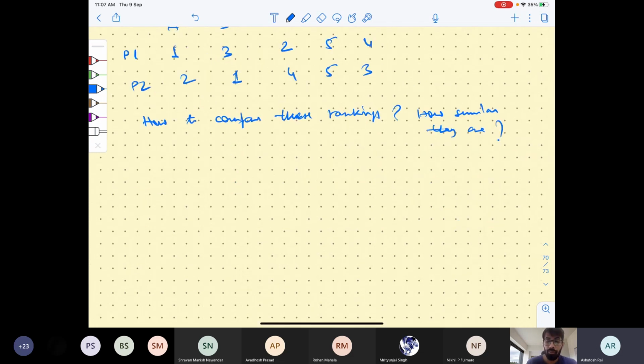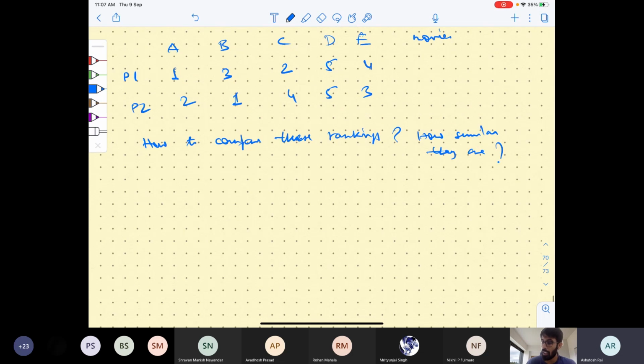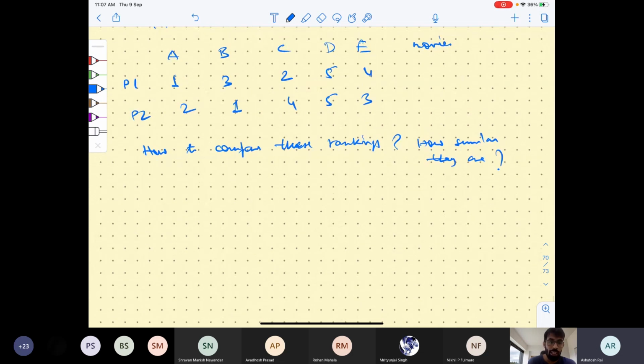So how can we do that? Any suggestion for how we can compare these two rankings? There are these two rankings that two people have. Say we have some website like IMDb or any such thing where people give ratings, and then we want to compare people's ratings for some reason. So how do we do that? Any suggestion for how we can go about comparing two rankings?